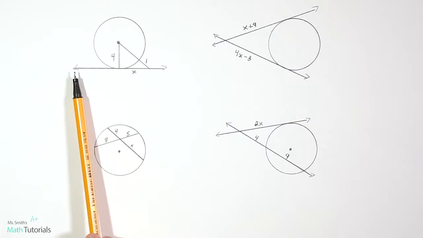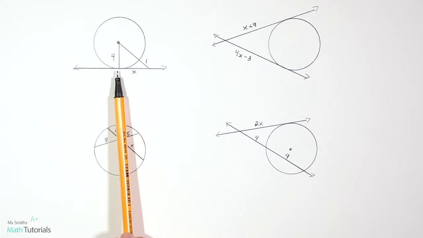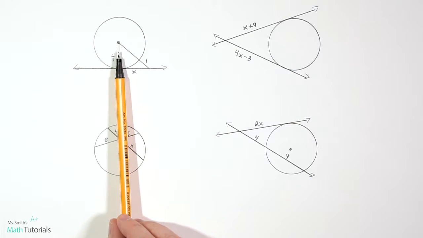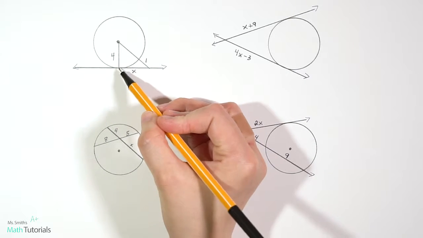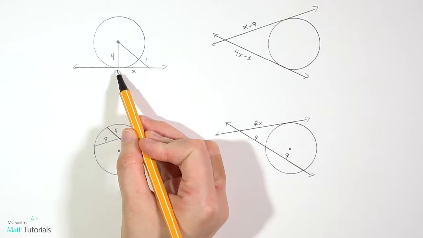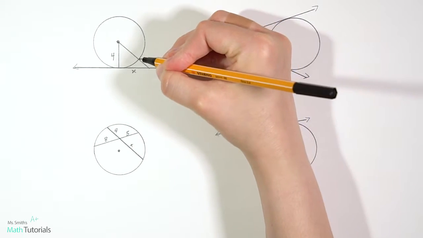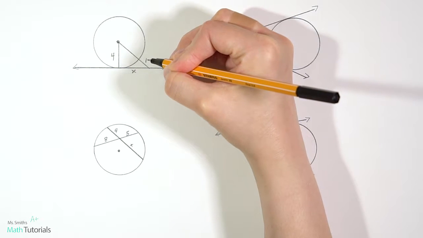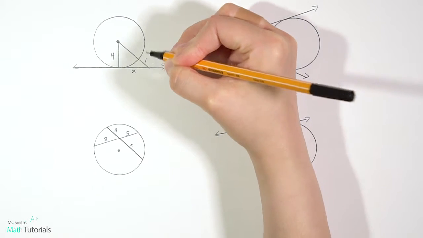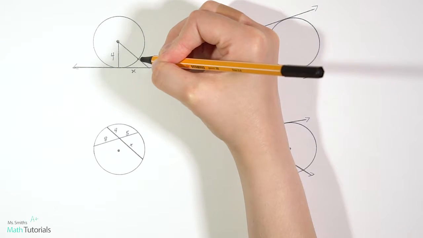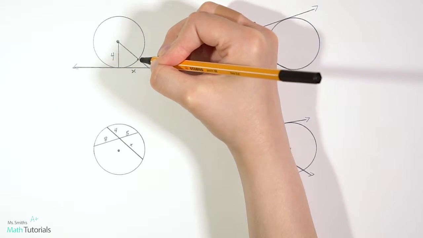So notice in this first one we have a tangent, which just touches the circle and then it keeps going, and then we have a radius. We're told that the radius is 4, and from here to here is x, that's what we're trying to find, and then we're told that from right here to right here is just 1. So here's the thing, we also know the distance from here to here, and we know that because it's a radius as well, right?